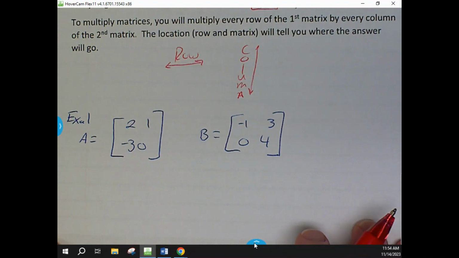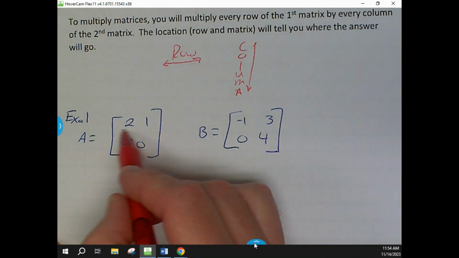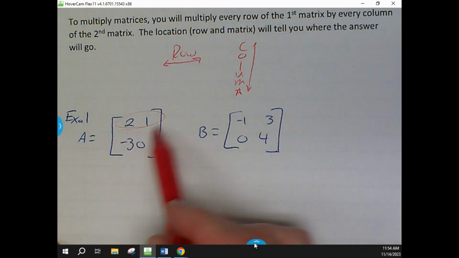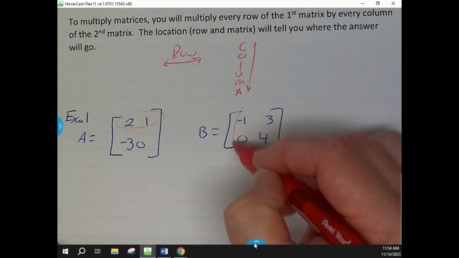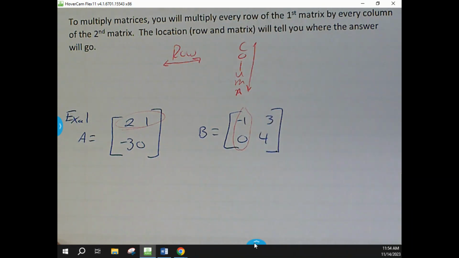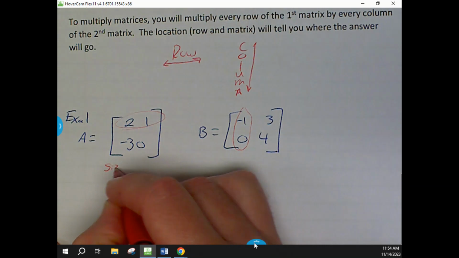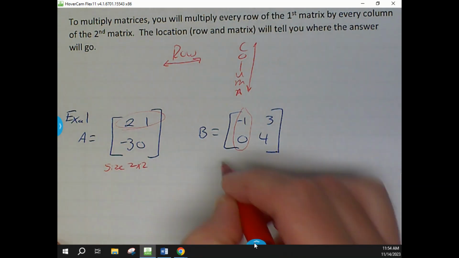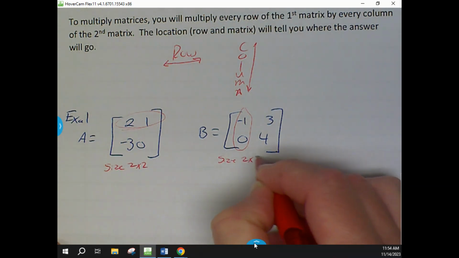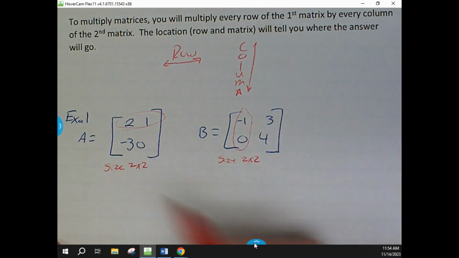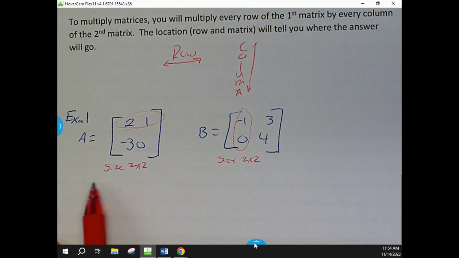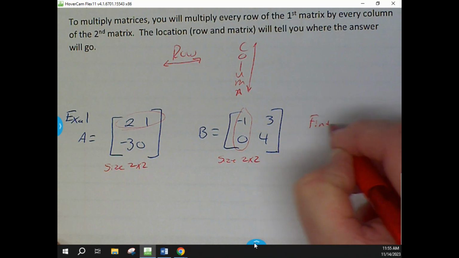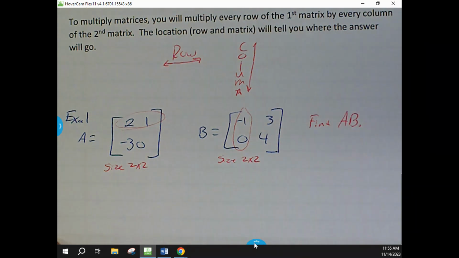Okay, again, we're going to take every row of the first matrix, which means we're going this way, so we're going side by side. We're going to take this row and multiply it by this column. This is a 2 by 2 matrix, and this one's a 2 by 2 matrix, so it's easy because everything is 2 by 2. We've got 2 rows and 2 columns, so the 2's in the middle match up. So we're going to find AB.